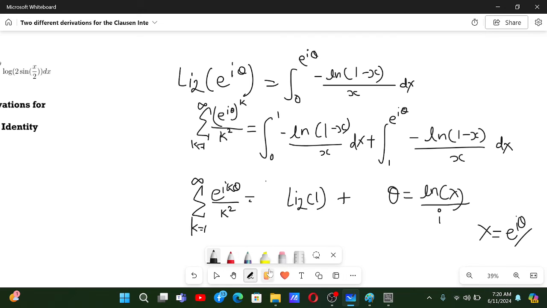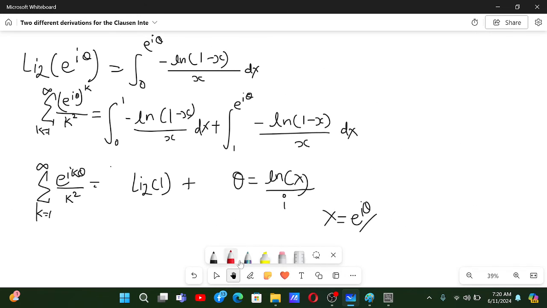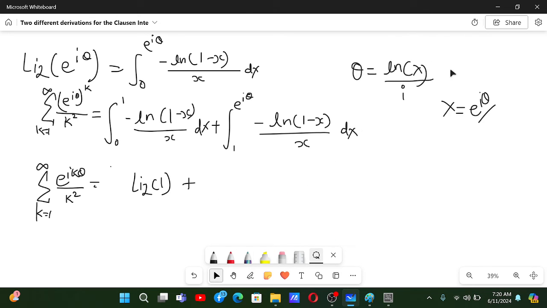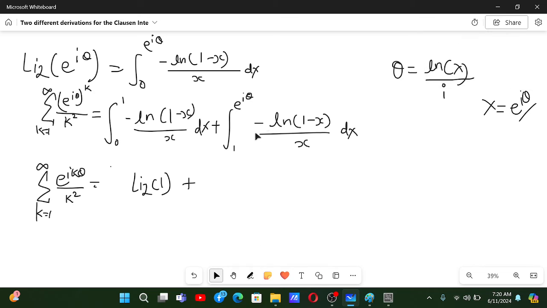You know that now. So if I make this substitution, let me put the substitution a bit on the side, because here I need to make the substitution. If I make this substitution, we know that this is going to be integral from 0 to theta of minus ln of now. But is this going to be from 0 to theta? Hmm. Okay, so theta is ln of x by i.